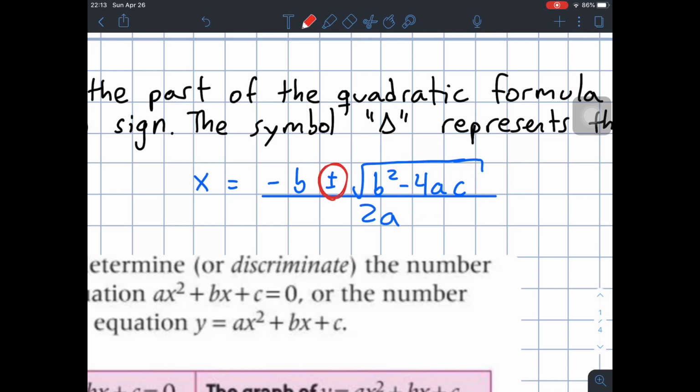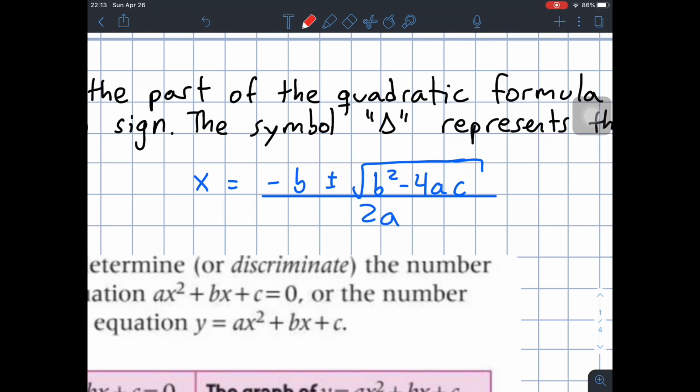One for the positive and one for the negative. Now, what happens if this term is negative? Remember that there is no radical for a negative number. It's an imaginary number. That's why whenever this value is less than 0, the whole radical becomes imaginary, right? And that's why we have no real roots in that case.